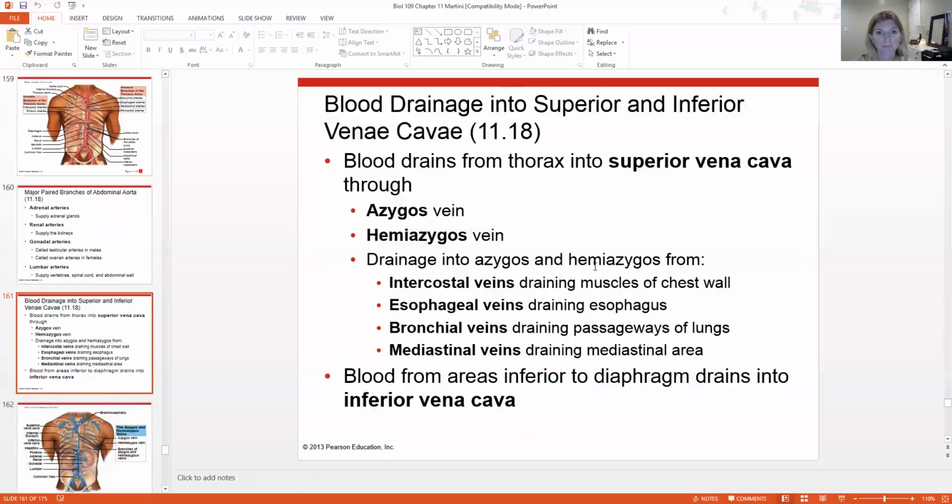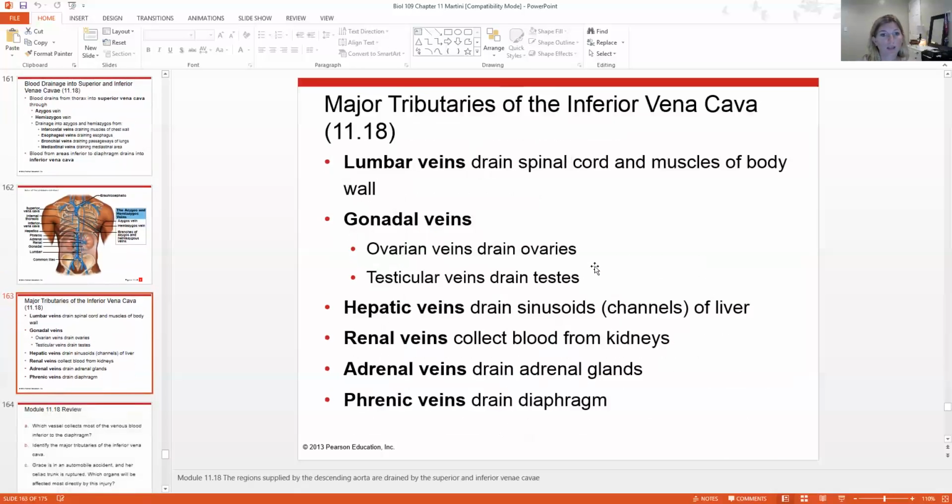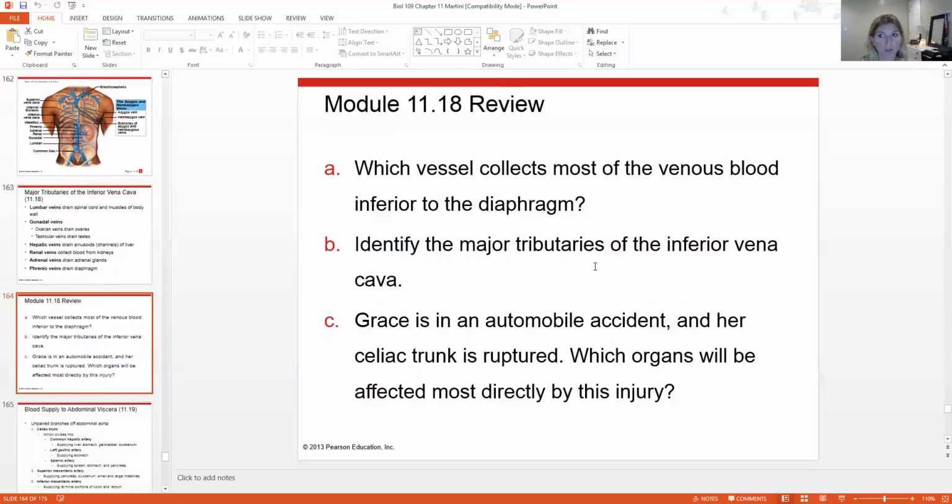Shouldn't trick you up. The superior vena cava is going to get blood from the azygos vein and the hemiazygos vein. That's all coming from the chest, the intercostal, esophageal, bronchial, mediastinal veins, all draining into the superior vena cava. Blood from areas below the diaphragm is going to go into the inferior vena cava. So those would be things like the lumbar veins, the gonadal veins, the hepatic, the renal, adrenal, and phrenic veins, all going into the inferior vena cava.